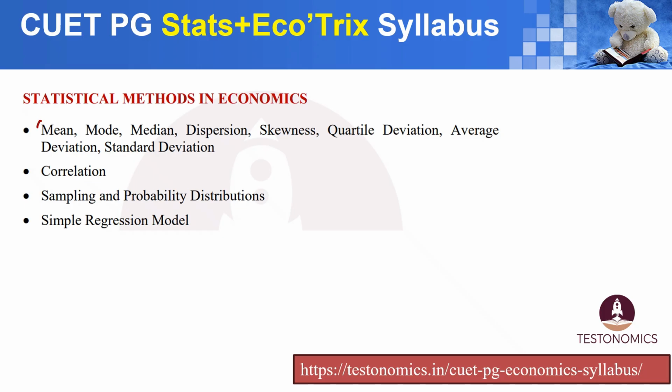These first three topics are from measures of central tendency, and the remaining ones are from the topic of dispersion. Then there is correlation, and then there is sampling and probability distributions, and then simple regression model. So this will form a part of econometrics, and before this, all the topics will be covered under basic statistics.